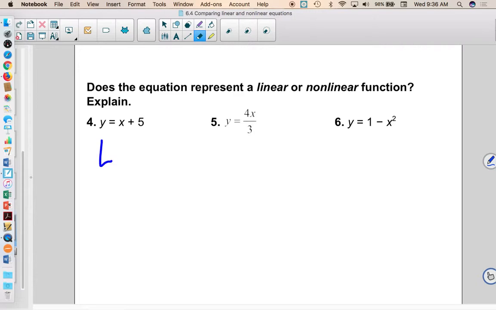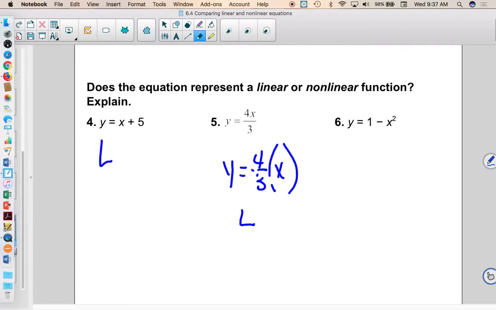Okay, what's your rate of change there? 1, good. Number 5, linear or nonlinear? Y equals 4x divided by 3. Linear or nonlinear? Don't let this one trick you. This one is actually linear, because I could write it this way: y equals 4 thirds times x. Do you agree? Technically this one is linear.